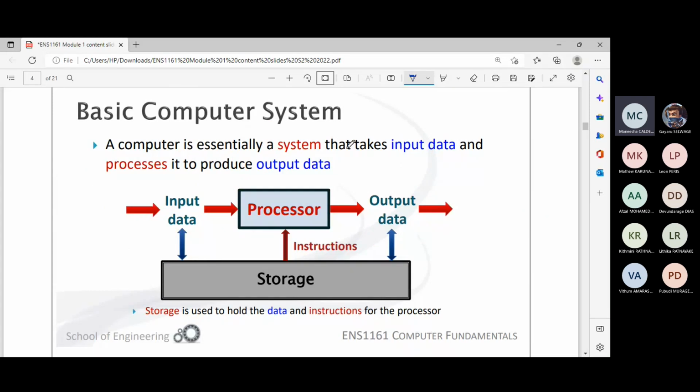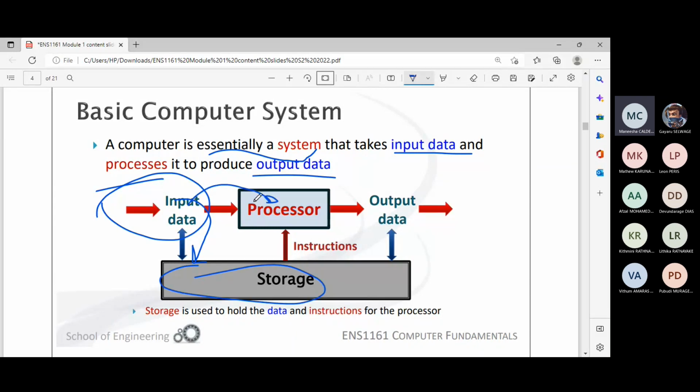Once it comes to a computer system, it's a system. It takes input data, processes it, and produces the output. So I'm pretty sure you all know about this cycle. Whenever you give some input to the system, you could store it as it is, or you could process it. There's a special component called the processor, which processes all of your data. Then finally it produces an output.